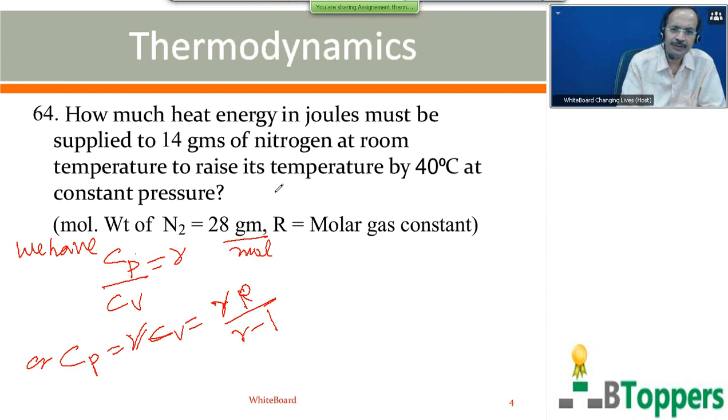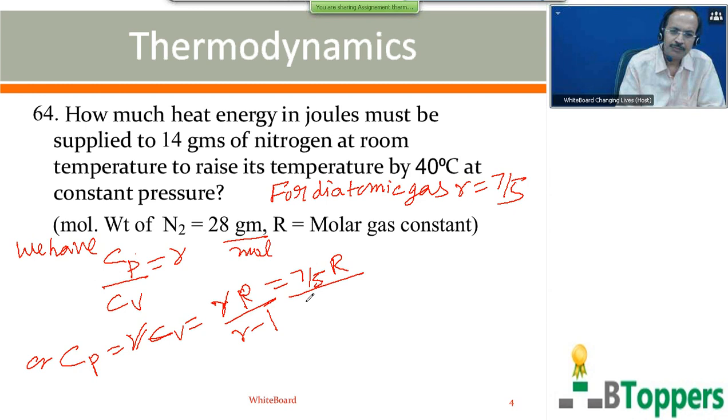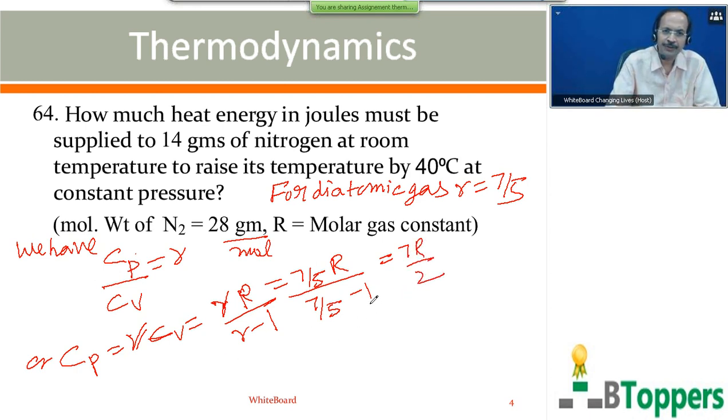Here nitrogen is a diatomic gas. So for a diatomic gas, gamma should be taken as 7 by 5. So you get 7R by 2. So molar specific heat at constant pressure for the nitrogen gas will be 7R by 2.